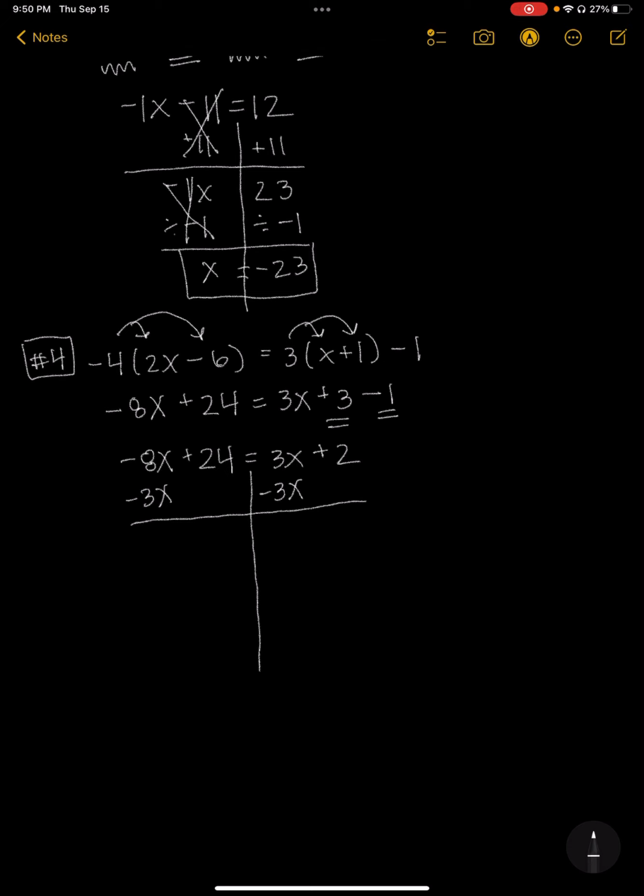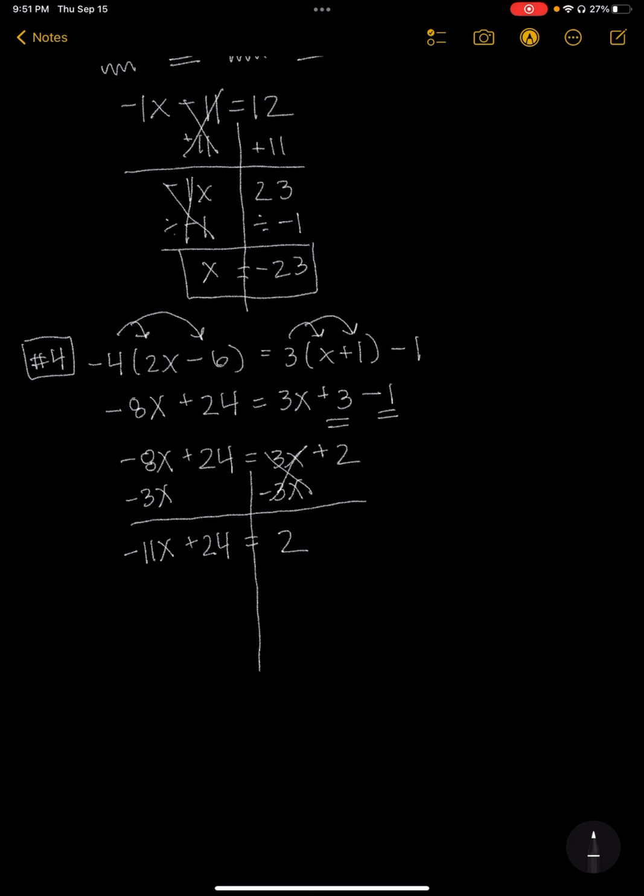We've got -8x minus 3x on the left side, which gives me -11x. And then this plus 24 hasn't moved, hasn't changed. So I'm just going to rewrite it. And then these 3x's on the right side cancel each other out, which means I'm just left with 2. Now it looks way more like a two-step equation, which means that I can solve it like a two-step equation.